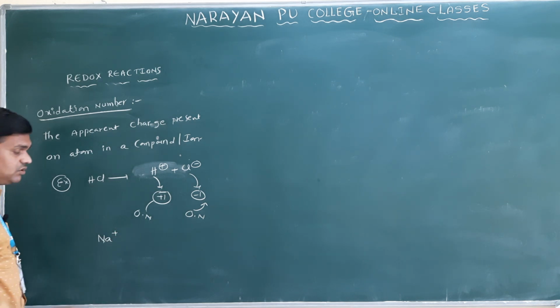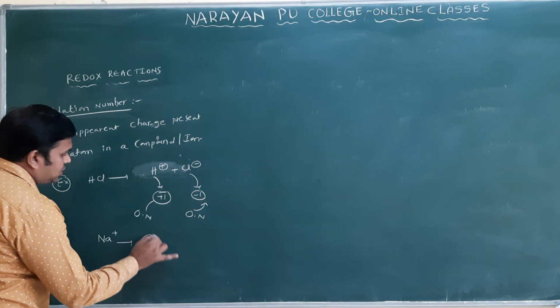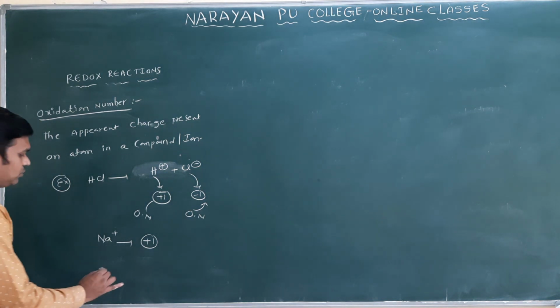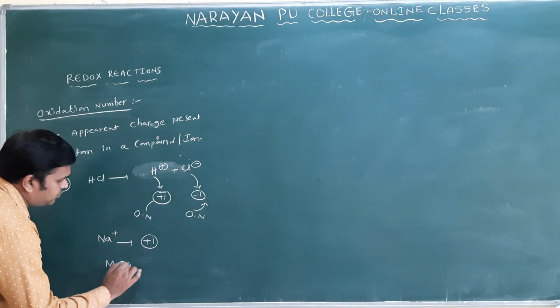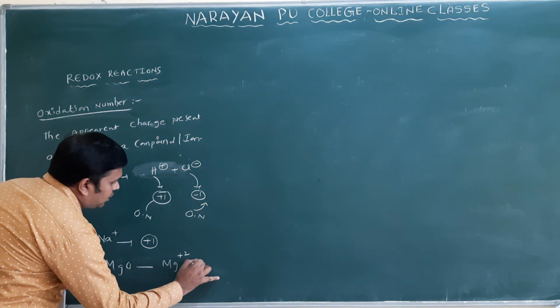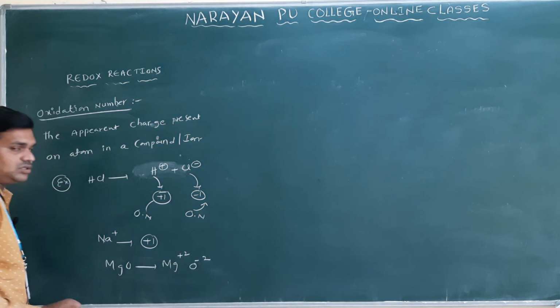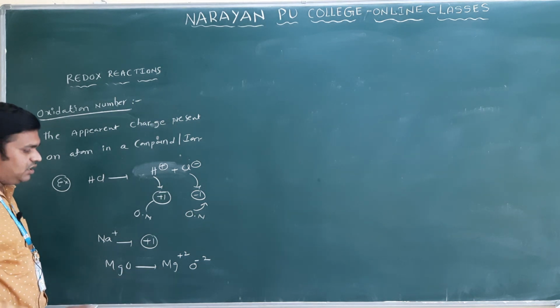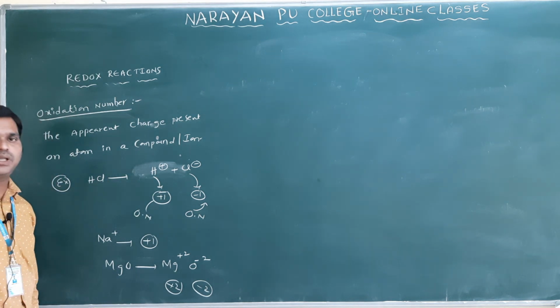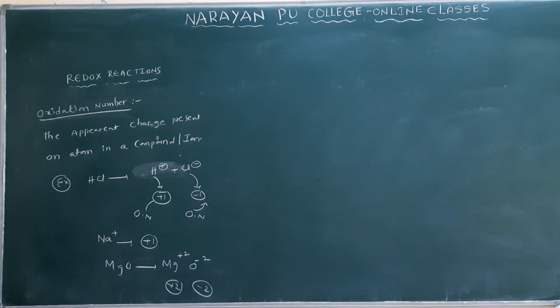Or if we take Na plus, the charge is plus 1, so the oxidation number of Na is plus 1 only. Or if we take MgO, we write Mg2 plus and O minus 2. The oxidation number of magnesium here is plus 2, and oxygen is minus 2 only. So like this we have to write the apparent charges.